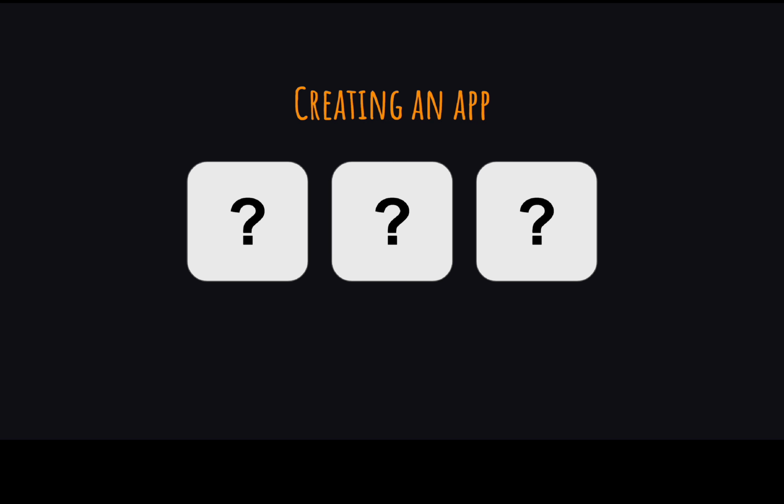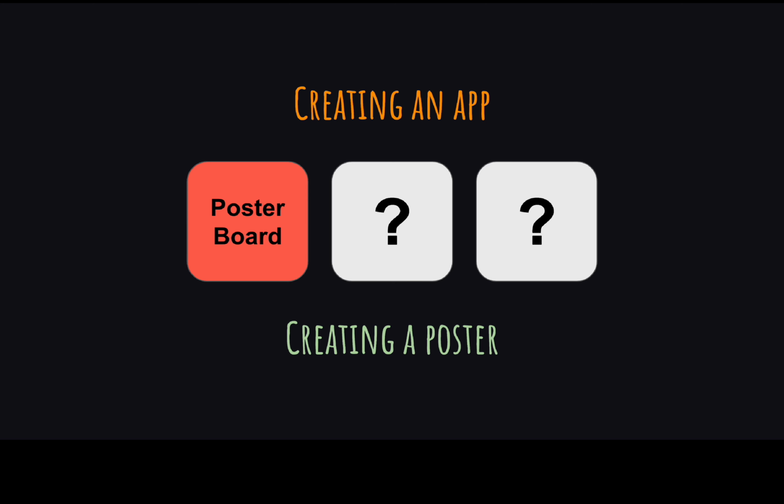What type of tools do we need? Imagine creating an app as if you are creating a poster. The first tool is the poster board, the space where all your ideas come to life, ready to be showcased. The second tool is a set of markers, the key creative instruments that help you brainstorm and shape those ideas.